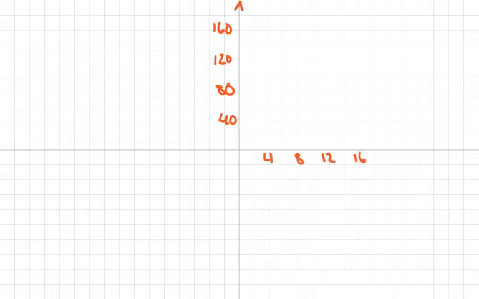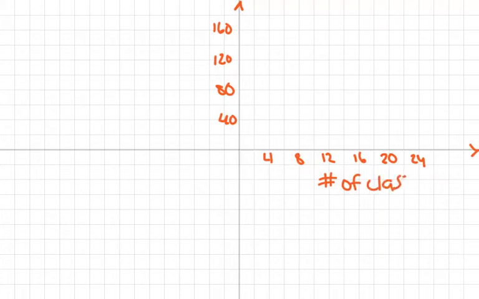So I'm going to just go up by 20s. $20, $40, $60, $80, $100, $120, $140, $160. And then on the other axis, I'm just going to go up by 2s. So 2, 4, 6, 8, 10, 12, 14, 16, 18, 20, 22, 24. And this is the number of classes. This is the cost.